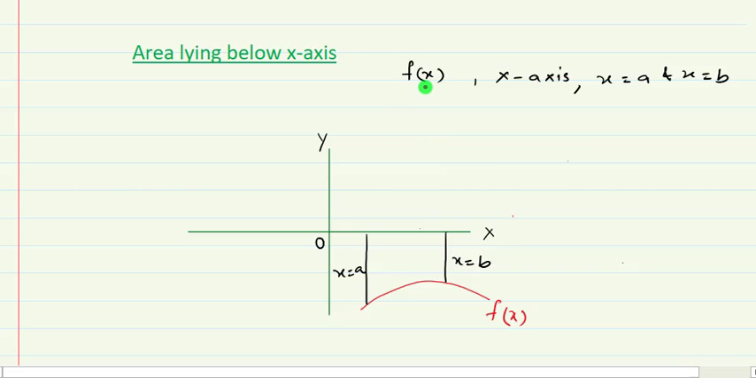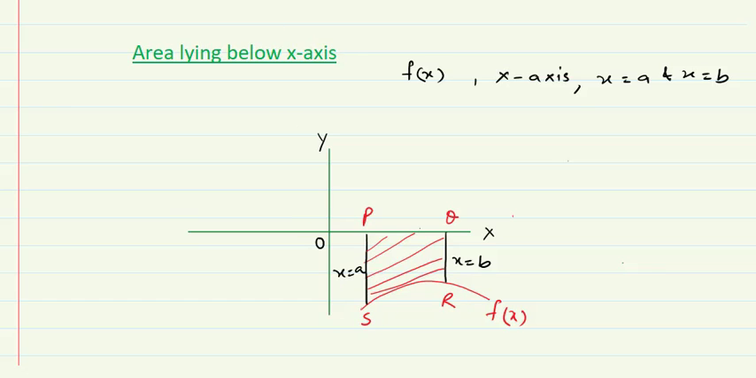Suppose the curve is lying below x-axis, as I have drawn over here. Now we need to calculate the area between these four. So this is the curve we have drawn. This is x is equal to a, this is x is equal to b, and this is x-axis. So clearly the shaded portion is the required area, and clearly this area is lying below x-axis. Let me name this as PQRS. So we need to find the area of this portion PQRS, which is lying below x-axis.